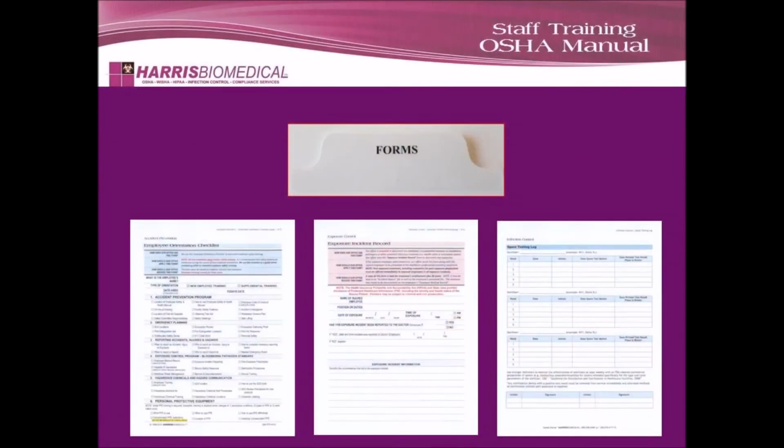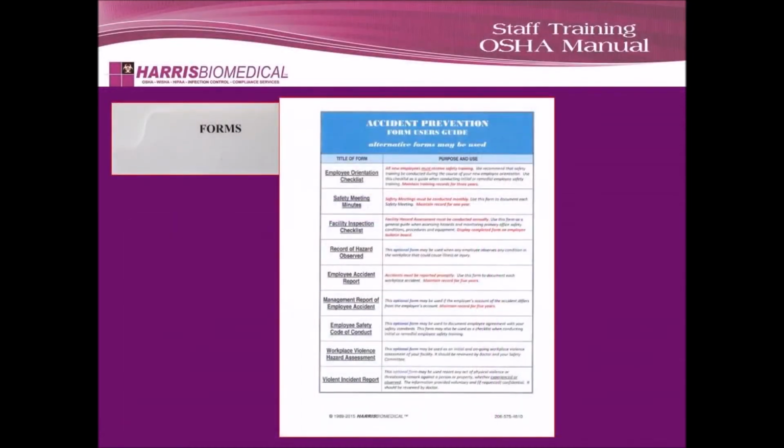The Forms section, the white tab, includes the forms that are needed to document actions you are expected to take if certain events occur. Many of the forms won't be used because the events requiring documentation won't occur, but you must have the appropriate forms available. Take note of the Forms User Guide in the front of each Forms section. The title of each form is listed in the left column, and an explanation of when and how to use the form is in the right column.